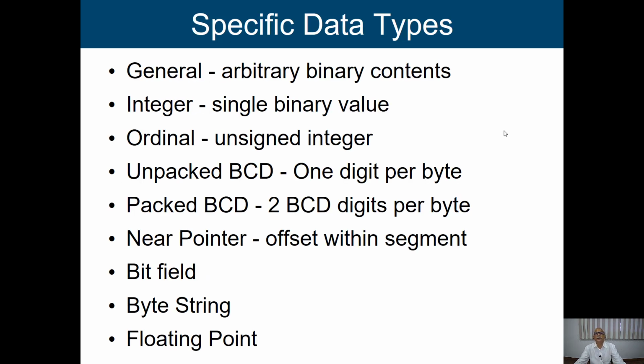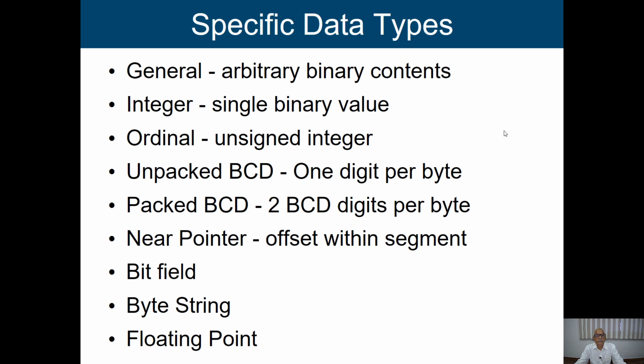Now, these are some specific data types that we have. When we say it is general data, then we talk about arbitrary binary contents. Then integer, already you know that this is a single binary value. Ordinal, generally it is an unsigned integer. We are going to work with BCD. You can use two different ways to represent this BCD. One is unpacked and the second one is packed BCD. In case of unpacked, we use 1 byte to represent a BCD digit. In case of packed, we can represent 2 BCD digits per byte.